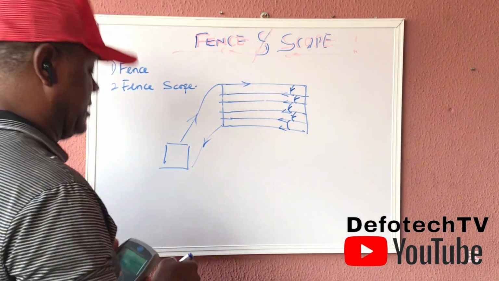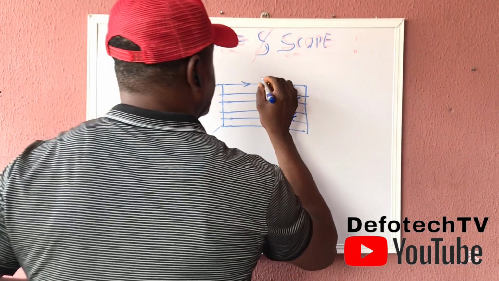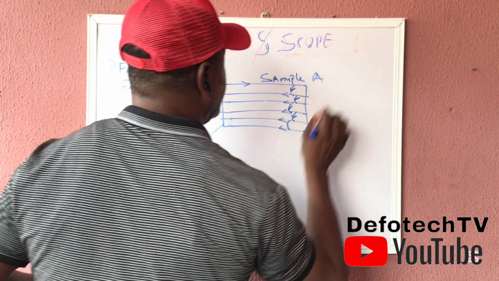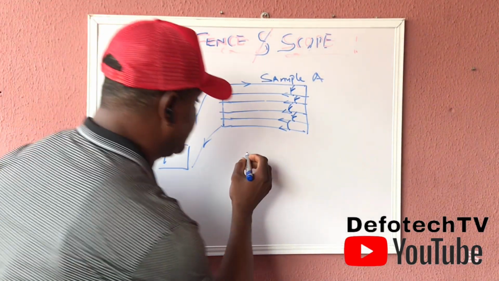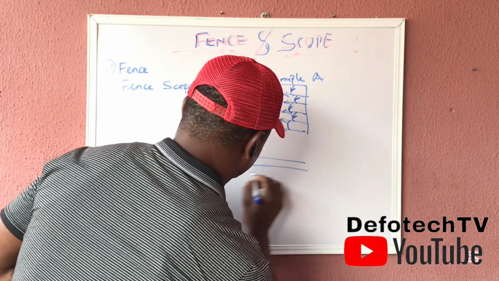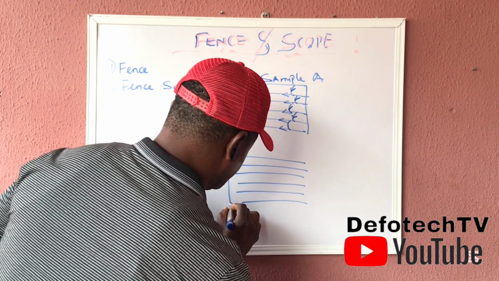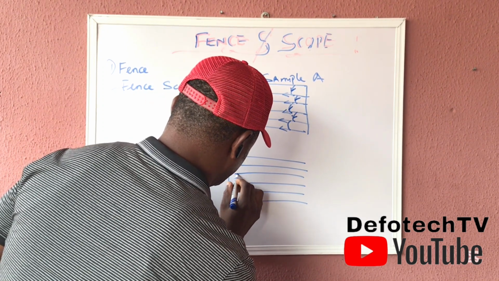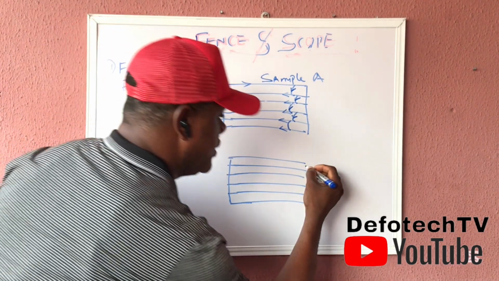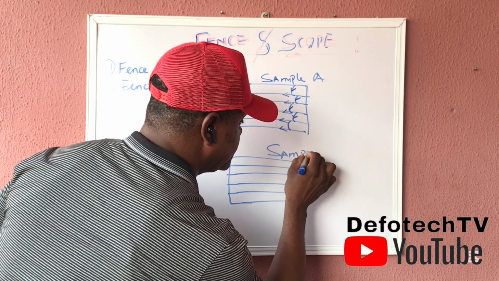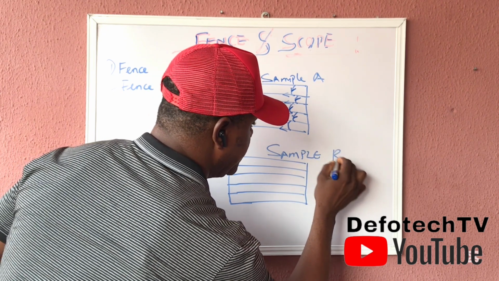Now let's label this as sample A, and let's go to sample B. Let's have this. Okay, this is our sample B. We'll have this here. Sample B. All right.